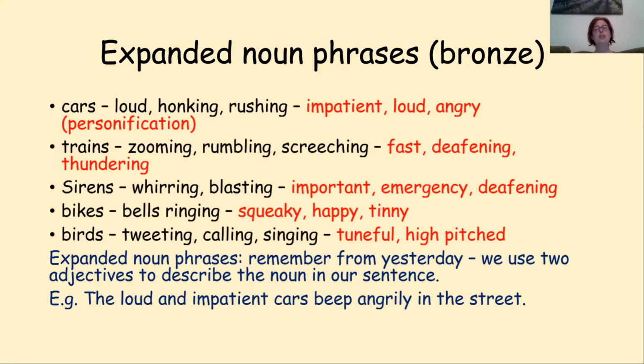So what I would like you to do for bronze, and I'd like everybody to have a go at this, I'd like you to write me at least one sentence. If you've got time to do two or three, that would be wonderful. And I would like you to describe one of these things or something else that you wrote down using two adjectives. You are welcome to use two of my adjectives. That's absolutely fine. But I'd like you to put together a sentence that describes one of these nouns, cars, trains, sirens, bikes, birds, or something that you had. And I'd like you to put two adjectives into the sentence to describe them.